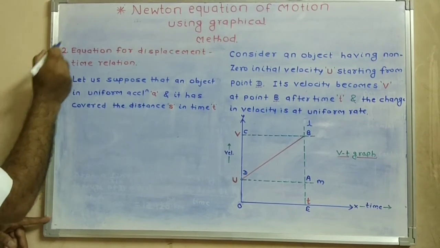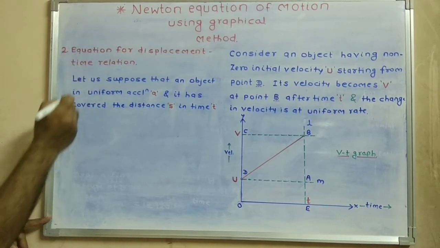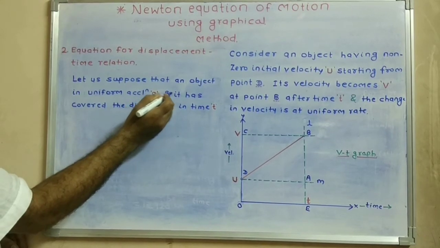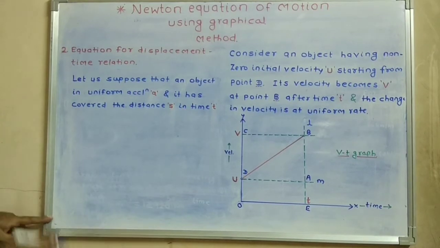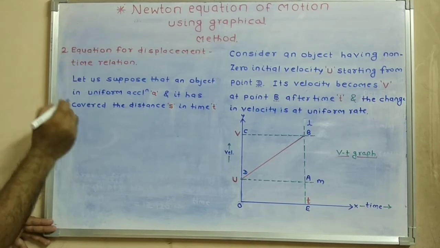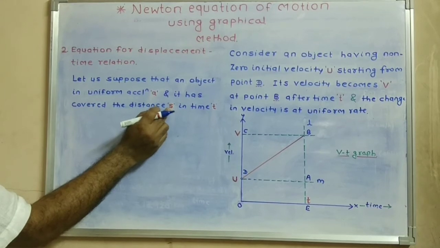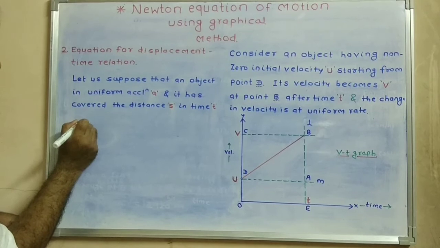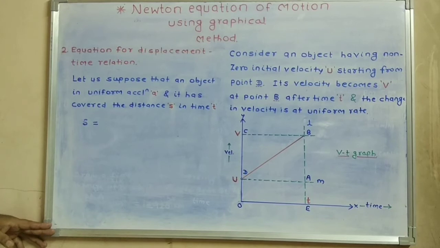Now we will learn the second equation, that is the equation for the displacement time relation. Let us suppose that an object has uniform acceleration A and it has covered the distance S in time T. Now we have to find the relation between the displacement and time. Therefore, we have to find S, which means the distance covered by an object.